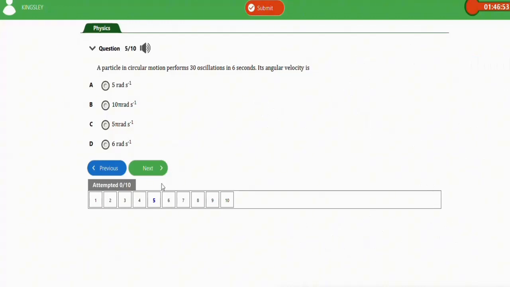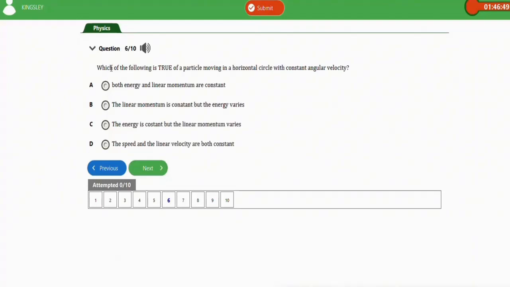So the next repeated question will be this one. It says, which of the following is true of a particle moving in a horizontal circle with constant angular velocity? Option A, both energy and linear momentum are constant. Option B, the linear momentum is constant, but the energy varies. Option C, the energy is constant, but the linear momentum varies. Option D, the speed and the linear velocity are both constants.